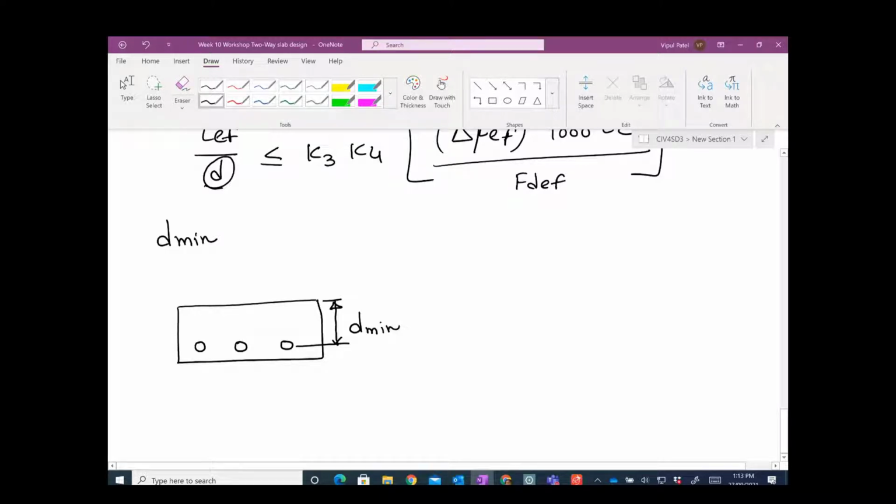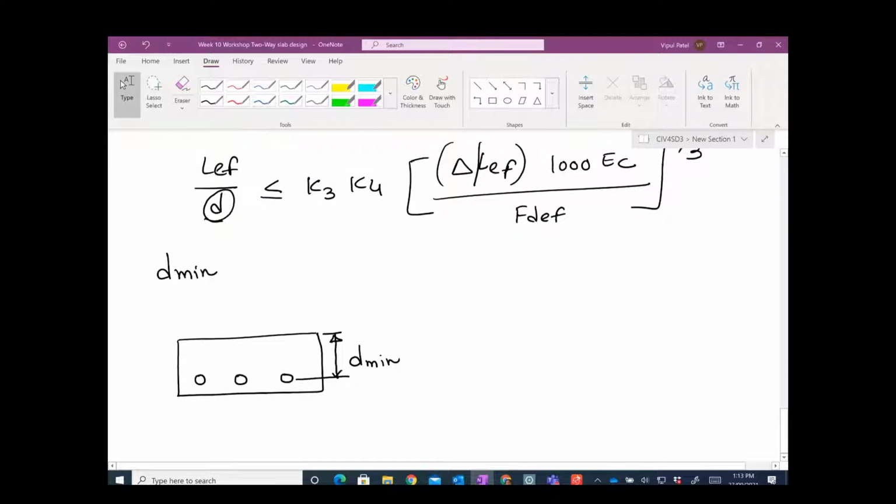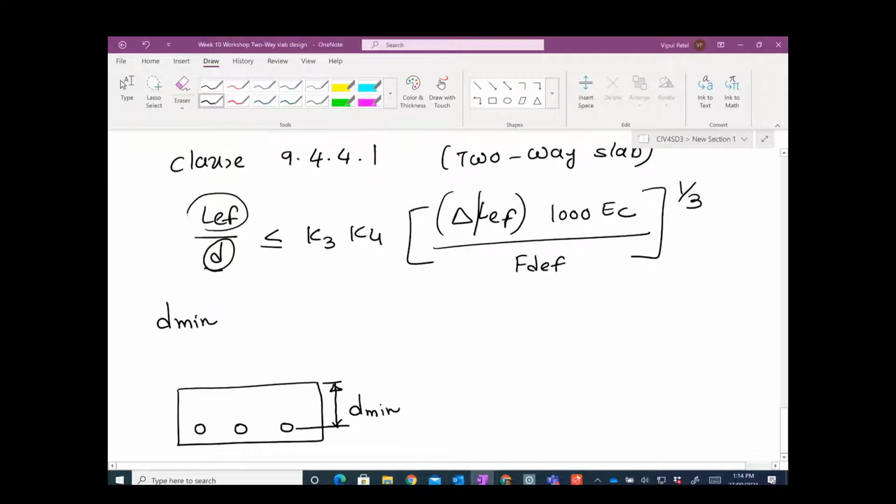So that is the D minimum considering the criteria. Considering criteria meaning that if you use your depth of that slab more than the minimum, your slab will comply with the standard deflection criteria, that your slab will not deflect too much. So that is to give you the D minimum. Now here one catch, L effective is easy peasy.